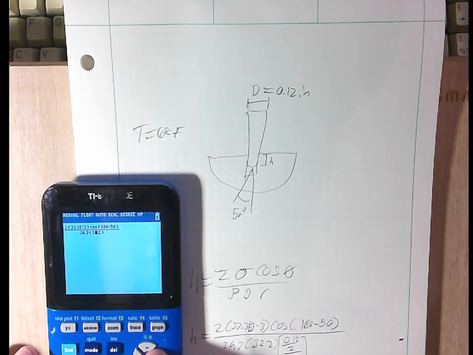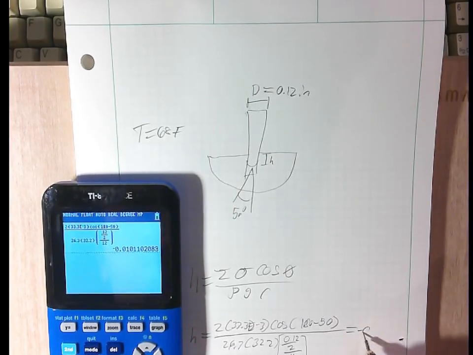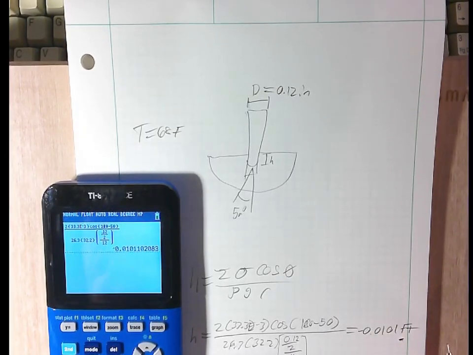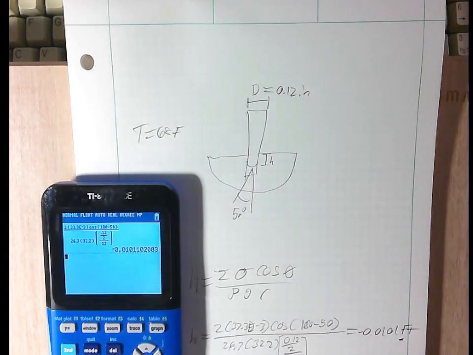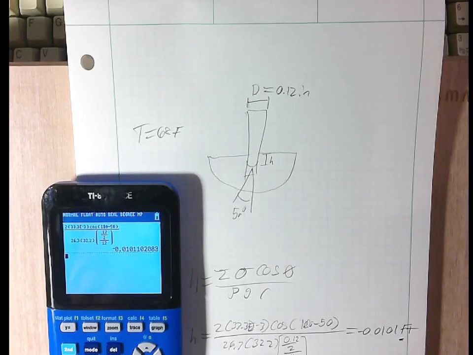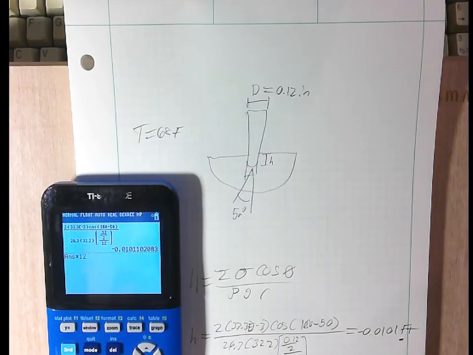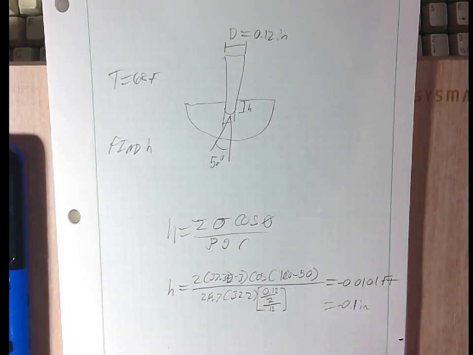Whoops. There we are. 0.12 over 2 over 12 equals negative 0.0101 foot. Now, is this problem 60? That's 61. And then times 12 to get it into inches. Negative 0.1 inch. That's the answer, if they want it in inches, which they probably do.